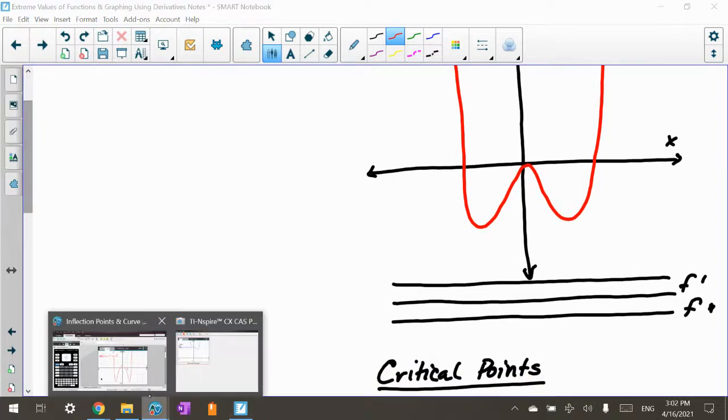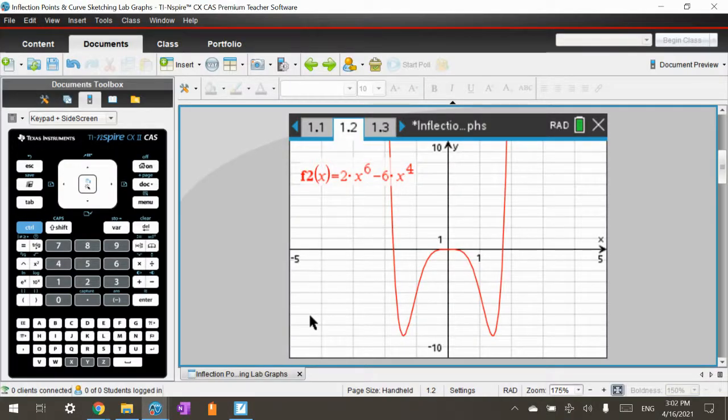I also graphed it on my graphing calculator. This is what it looks like. This is much nicer looking than what I did, but it's here, and I see that it's coming down here, and it looks like it's a little flat here, and it's coming down as well. All right, so there we have it.